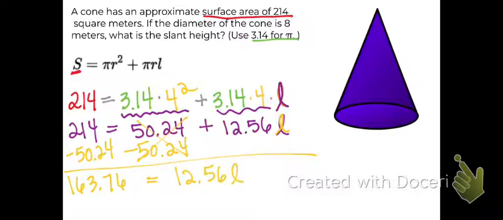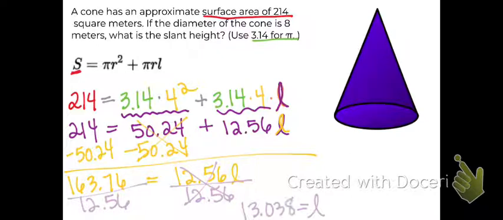Now the last step, to undo that multiplying by 12.56, we're going to divide by 12.56, because anything divided by itself is 1. So when we take 163.76 divided by 12.56, you get L equals 13.038. And for this question, it asked us to round to the nearest tenth.